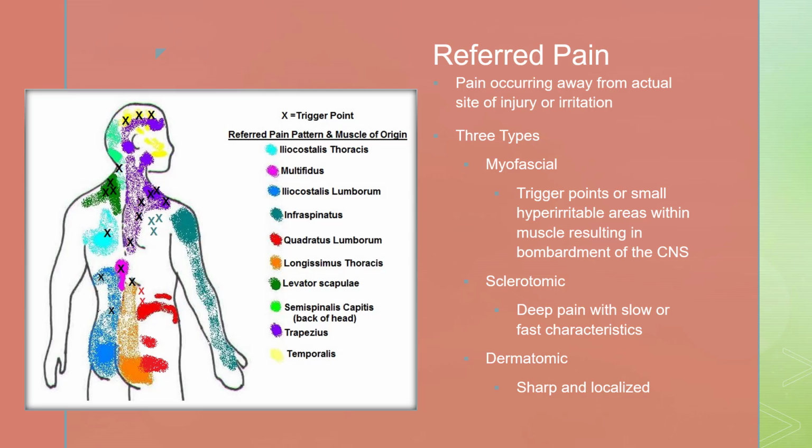Sclerotomic pain causes deep aching and poorly localized pain. This can be projected into multiple areas of the brain, causing depression, anxiety, fear, or even anger. Dermatomic pain is sharp and localized.